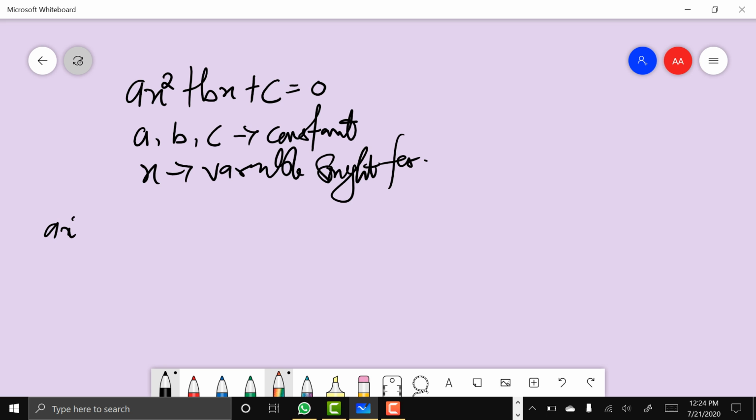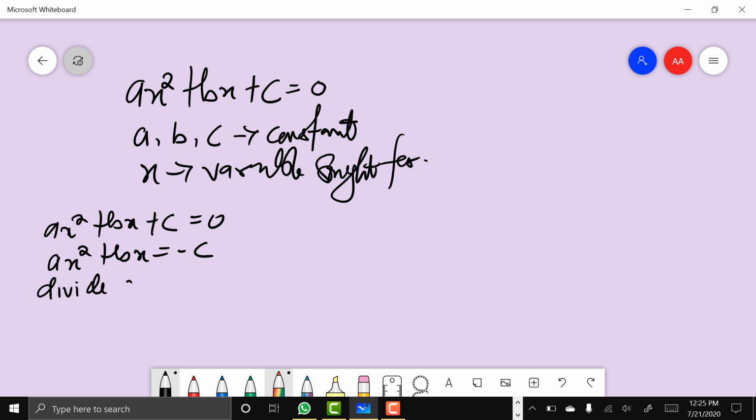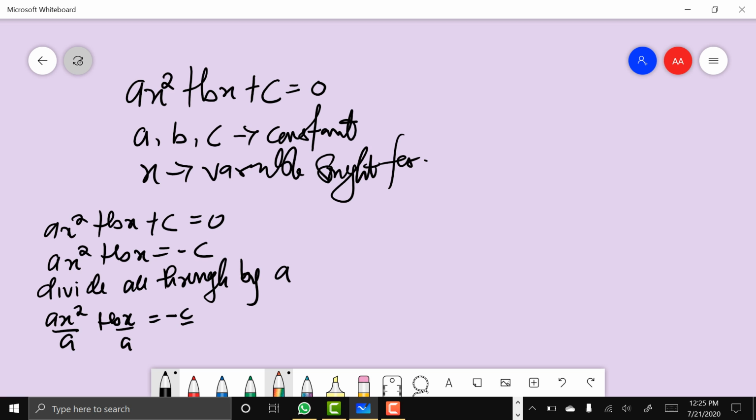So we have ax squared plus bx plus c equals 0. This becomes ax squared plus bx equals minus c. So we divide all through by a. That gives us ax squared over a plus bx over a equals minus c over a. So from here we have x squared plus bx over a equals minus c over a.